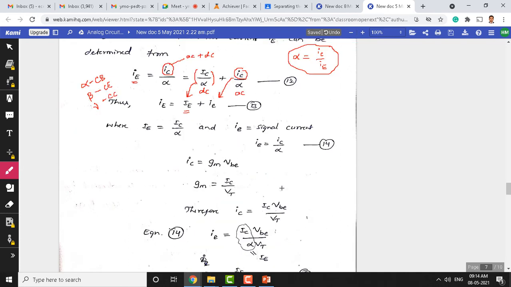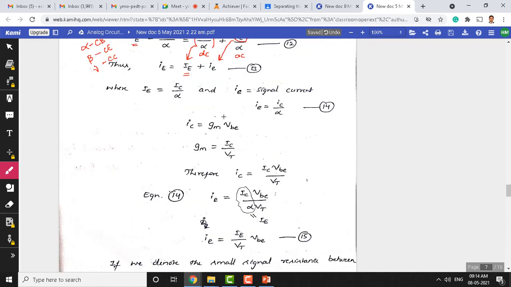Now we can find an alternative expression for the AC emitter current. We know that ic is equal to gm times vbe. This is the fundamental of the collector current, which we have already discussed, and also gm is IC by VT. So we can substitute for gm, and the collector current becomes IC by VT times vbe.